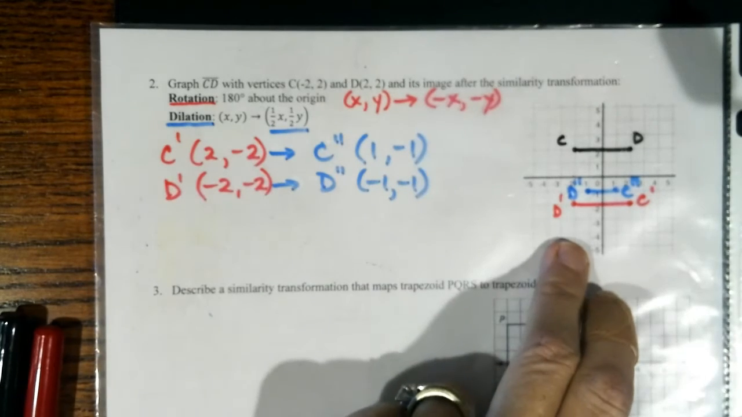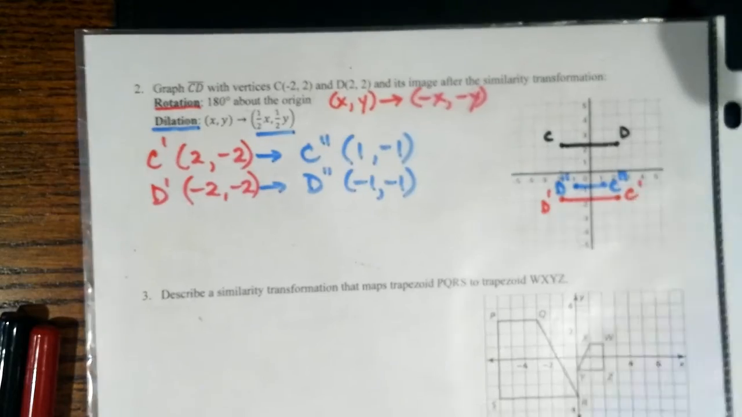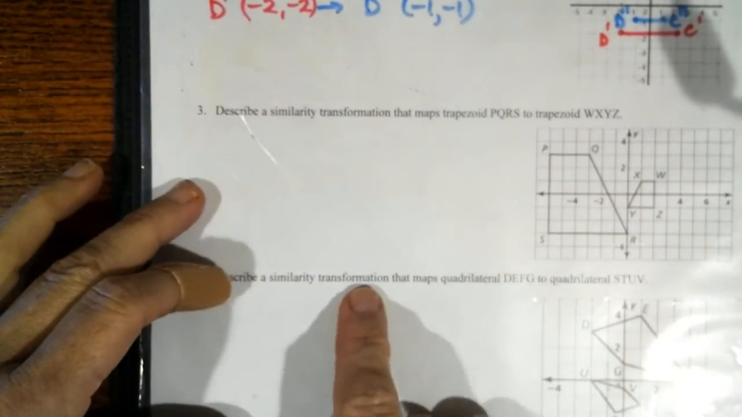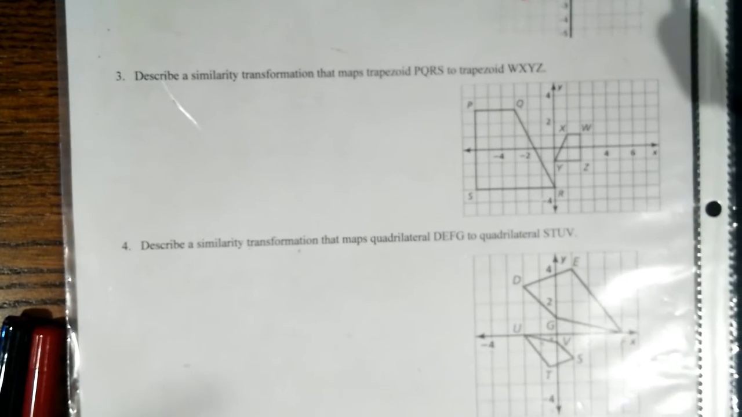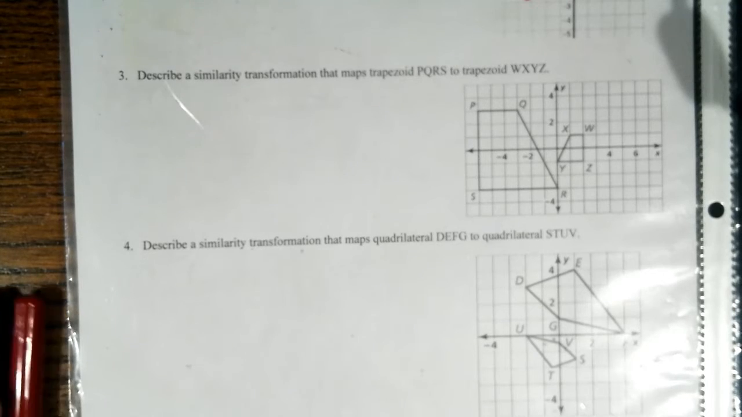It'll super duper help you to have graph paper and colors for this. The other two examples, what we're going to do is we're going to describe the transformation. So we're going to look at what happens and see if we can figure it out. So it's the exact opposite, but we know that a similarity transformation happens if and only if. So I'm going to take a look at these.